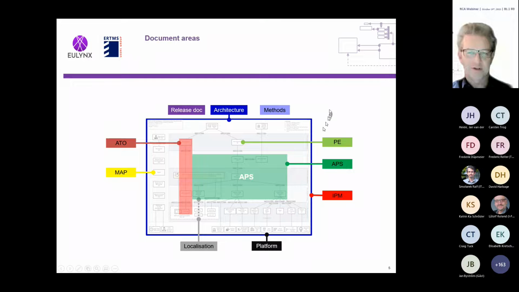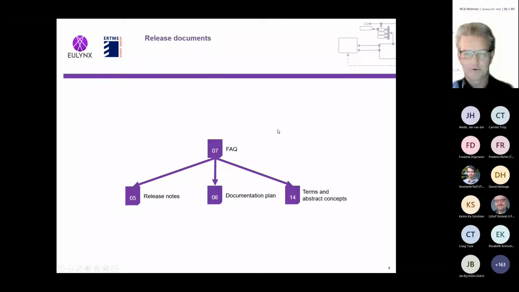We will have some overarching documents, some meta documents like for a release. We will also have documents which describe the methods, and you will hear a presentation by Oliver later on. We have documents which are rather architecture related. We also have documents which present the ideas of the platform, things on localization, which we did together with the ERTMS Users Group, Localization Working Group, LWG. And then we have the functional areas for PE, for APS, for IPM, incident prevention management, for the map, and for ATO. So I start with the first group, these release documents.